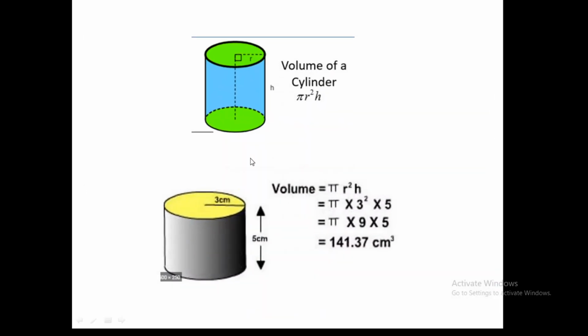Now we discuss the volume of a cylinder. Volume of a cylinder is base area into height. Here the base is a circle, so the circle's area is pi r square, right? So pi r square into h is the volume of a cylinder. For example, there is a cylinder of radius 3 centimeter and height 5 centimeter. Apply in the formula pi into 3 square into 5, that is pi into 9 into 5. Pi we consider here as 3.14. If you multiply 3.14 into 45, we will get this answer, 141.37 centimeter cube.